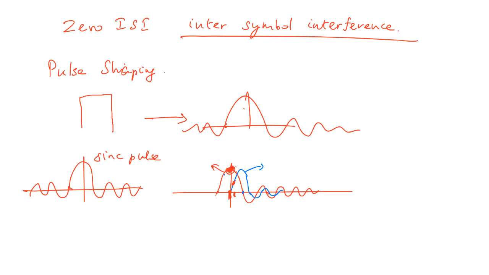So that is what we mean by zero ISI. When we say zero ISI, that means the symbols are perfectly aligned and we are sampling at exactly the correct time. So one symbol and the neighboring symbol are not interfering with or affecting one another. That is what we mean by zero ISI.